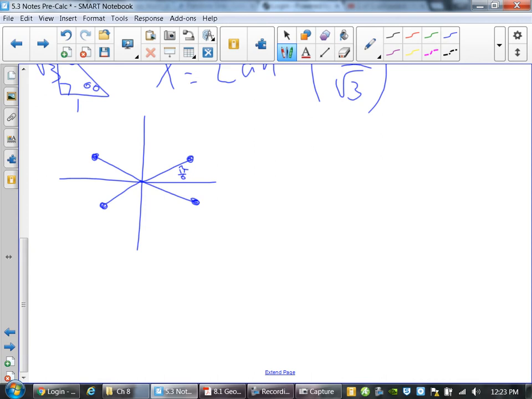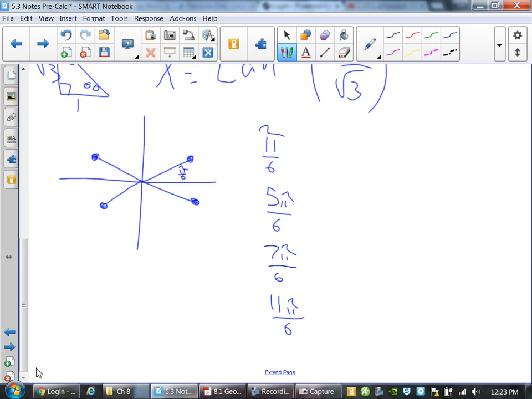Not necessarily. Pi over 6 up here, pi over 6 up here gives me what in the second quadrant? 5 pi over 6. All right, so we start listing. We have pi over 6, 5 pi over 6. What's next? 7 pi over 6. 7 pi over 6, and 11 pi over 6. There are 4 angles that give me a plus minus 1 over root 3.